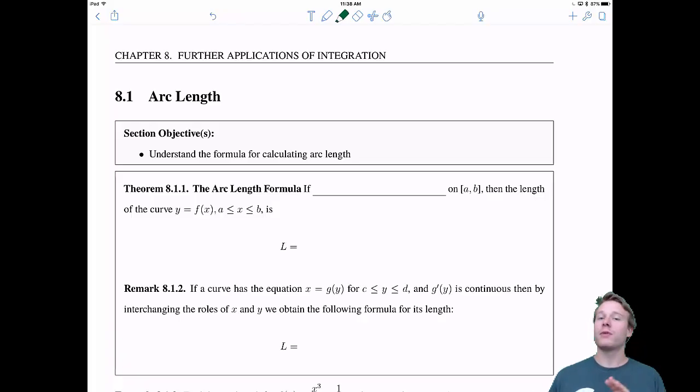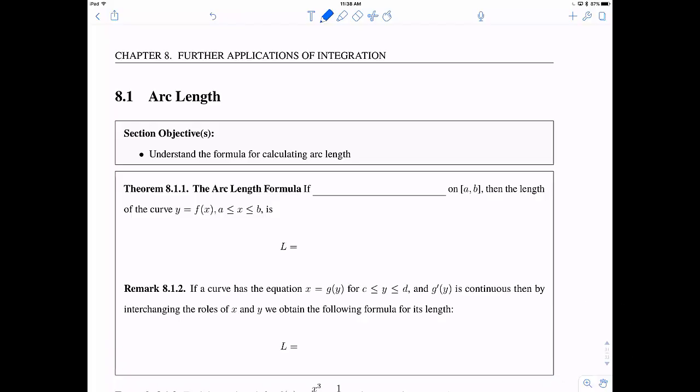We only have one section objective, and that's to understand the formula and of course to use it. But we're going to go above just, hey, here's the formula. We're actually going to show why the formula is the way it is. So let's get to it with the first theorem.